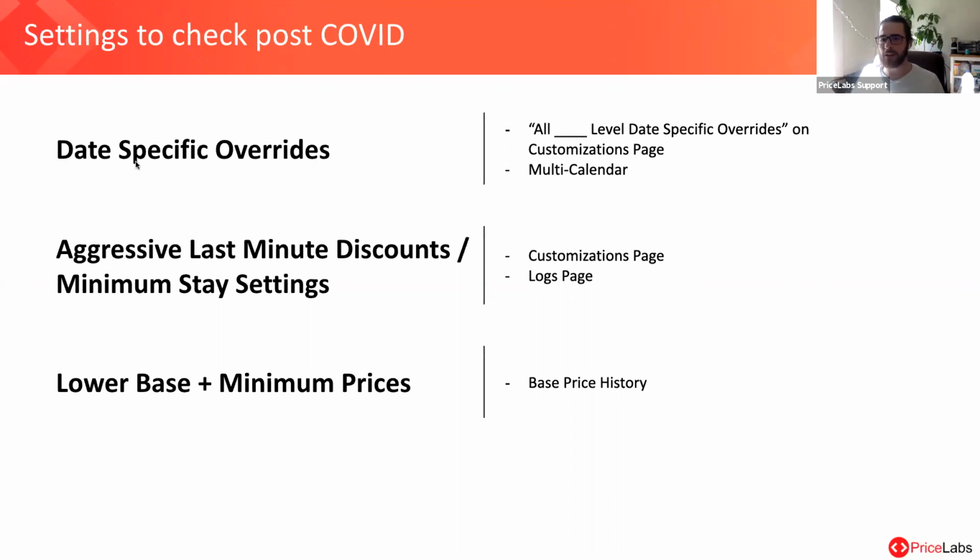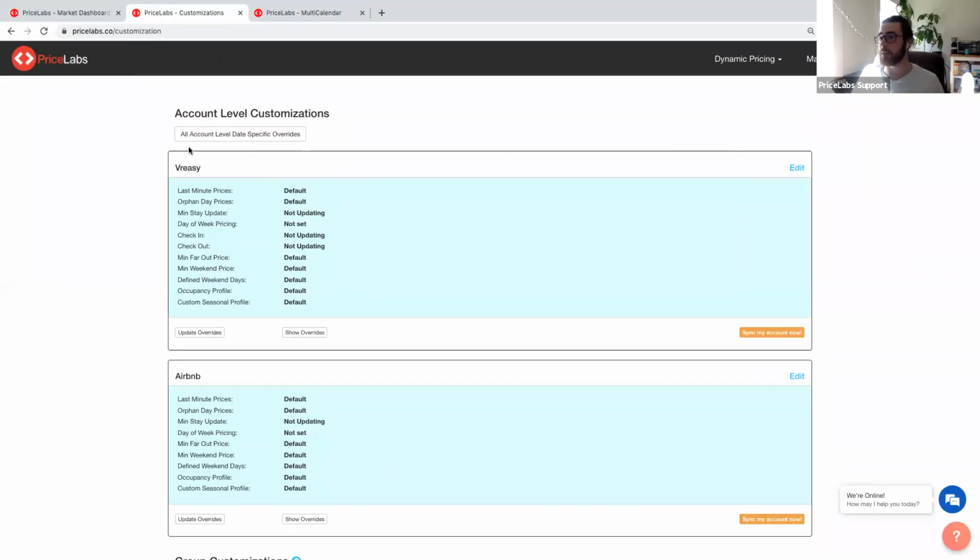So to find where you might have put overrides into your calendar, since these are easy to miss, those can kind of linger for months and months sometimes. On the customizations page here, if you go under dynamic pricing, customizations, we have 3 tiers of overrides. We have the listing level, the group level, and the account level. So overrides can be hidden in 3 different places.